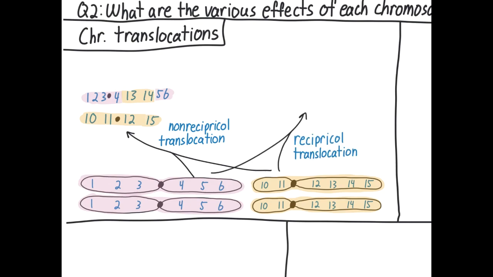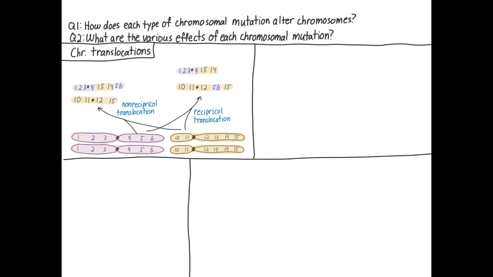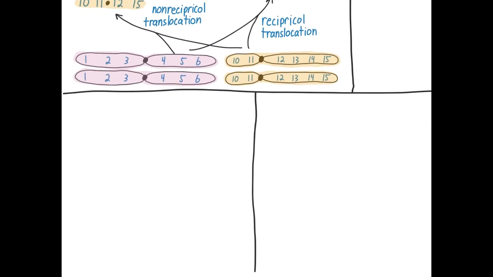More common are reciprocal translocations, where regions of chromosomes are exchanged between non-homologous chromosomes. For example, regions 13 and 14 might be exchanged for regions 5 and 6 of the pink chromosome. Like inversion, this does not involve any change in gene dosage. And like inversions, translocations can cause deletions.